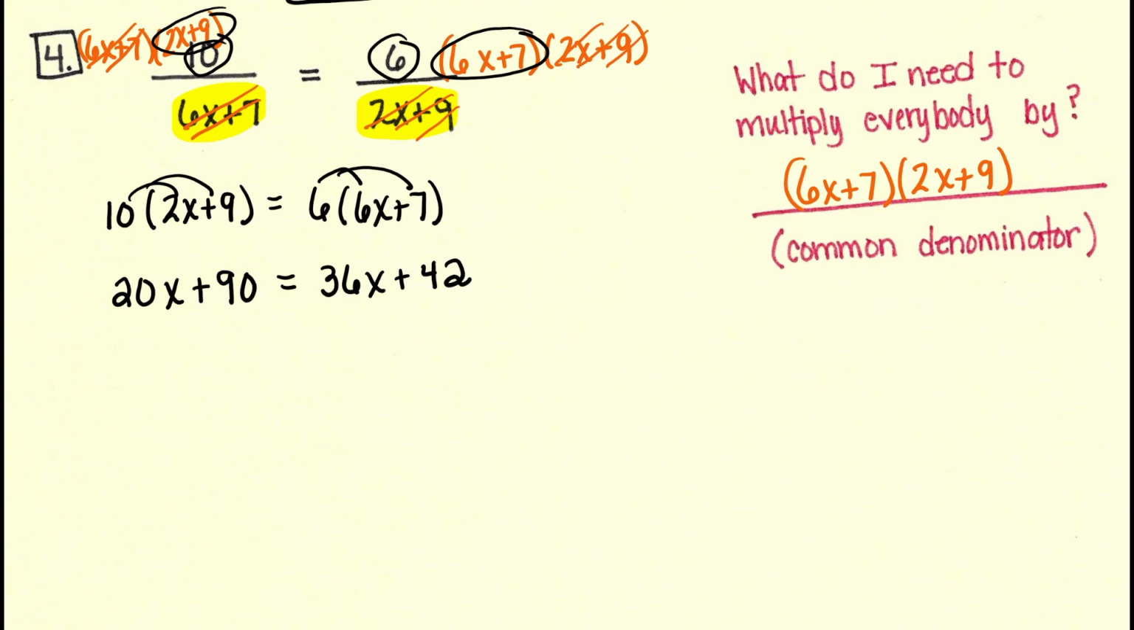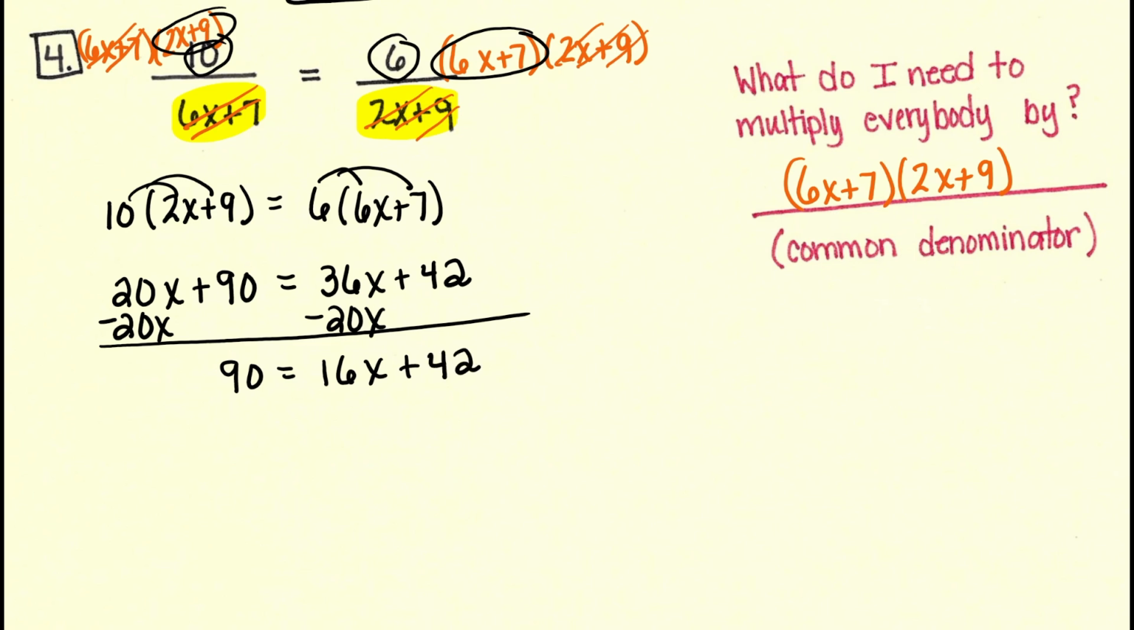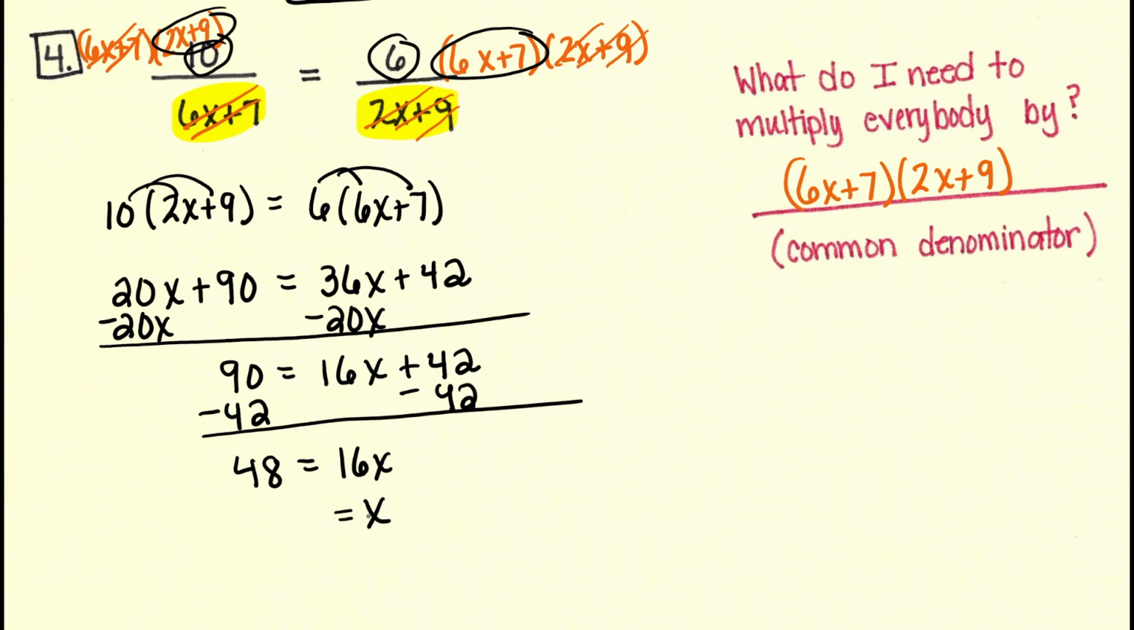Then I'm going to solve the equation. I'm going to choose to subtract my x's first by bringing that 20 over. So I have 90 is equal to 16x plus 42. Subtract your 42 over, and I get 48 is equal to 16x. Divide by 16, and x is equal to 3.